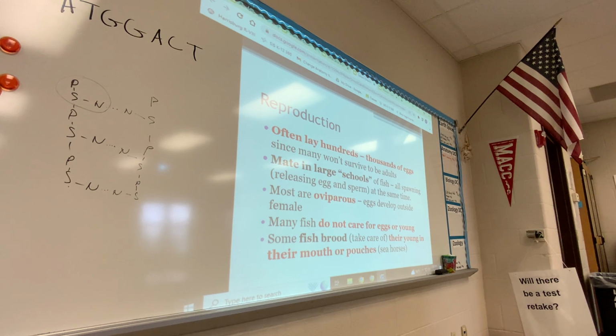Most of them are oviparous, which means that the eggs develop outside the female, so they'll lay their eggs outside and the eggs develop and hatch outside. Many fish do not care for their eggs or young. Some of them do care for their young and protect their eggs, but many of them just lay them and leave them. But some of them do care for them.